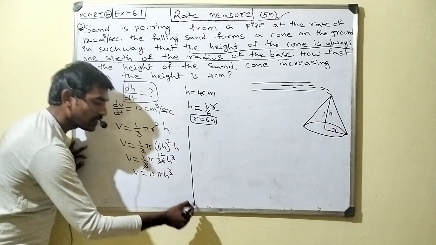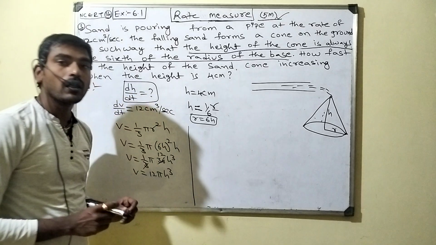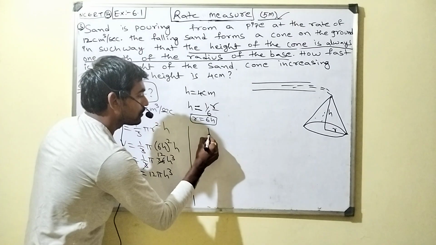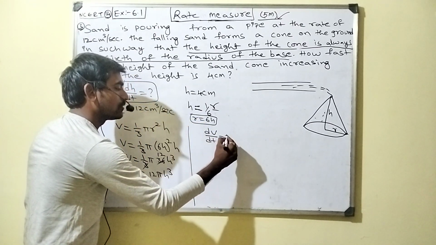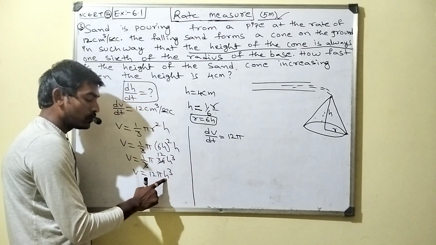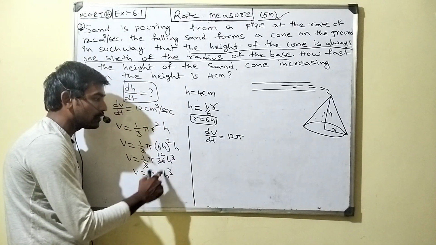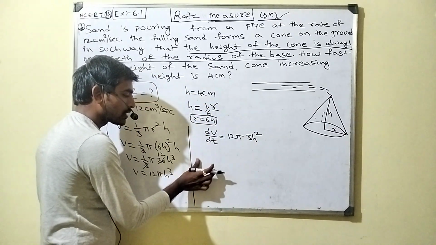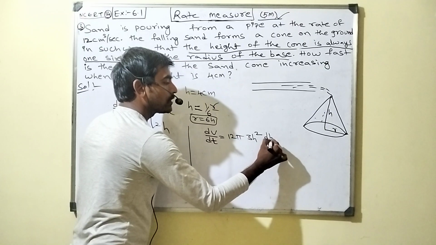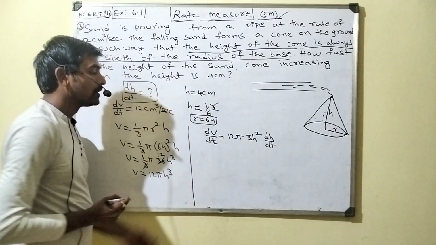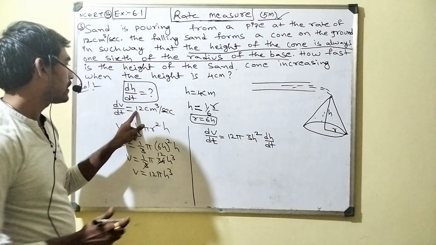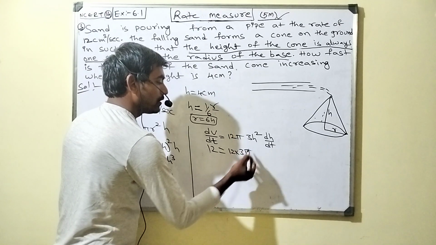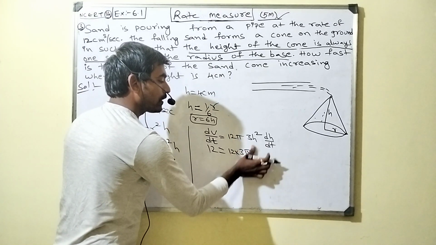Now let me start the differentiation. Differentiating on both sides with respect to t: dV by dt is 12 pi times the derivative of h cube, like x cube, which is 3h square. I am doing it with respect to time t, so we write dH by dt. Now what is dV by dt here? 12. So it is 12 into 3 pi h square. What is the value of h?